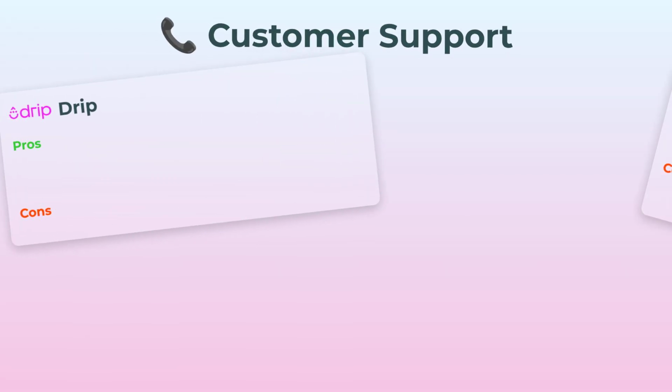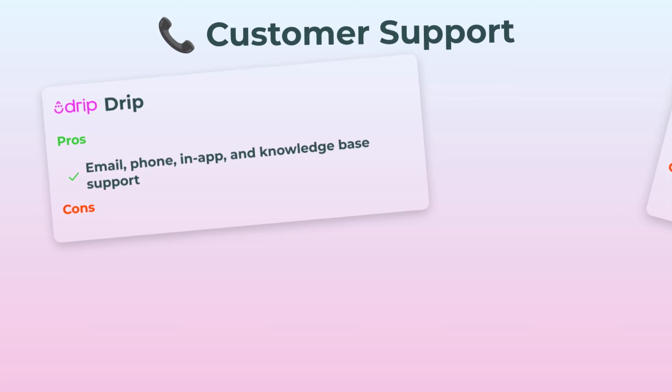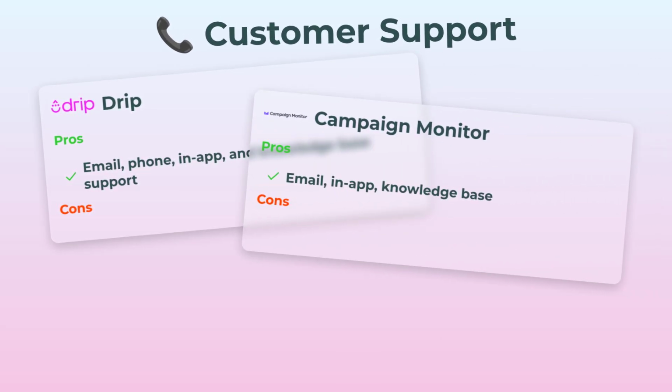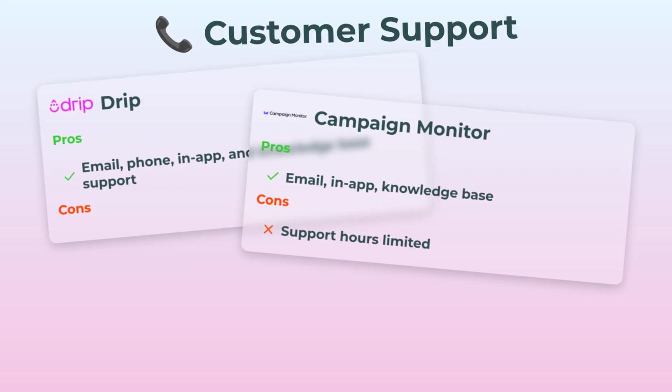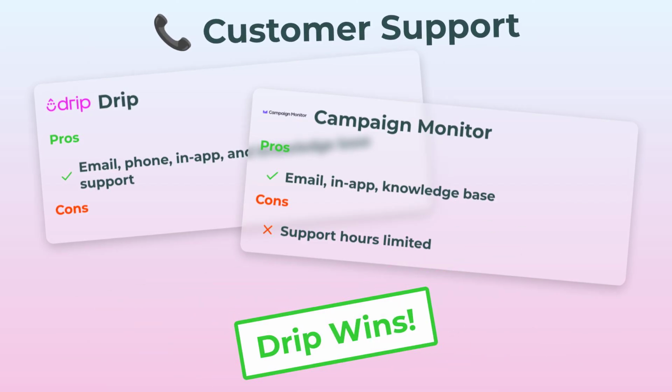How about customer support? Drip's got you covered with email, phone, in-app chat, and a knowledge base. Honestly, it feels like they rolled out the red carpet. Campaign Monitor offers email, in-app, and a knowledge base too, but support hours can be kinda limited. So if you need help fast, Drip is probably your best shot.